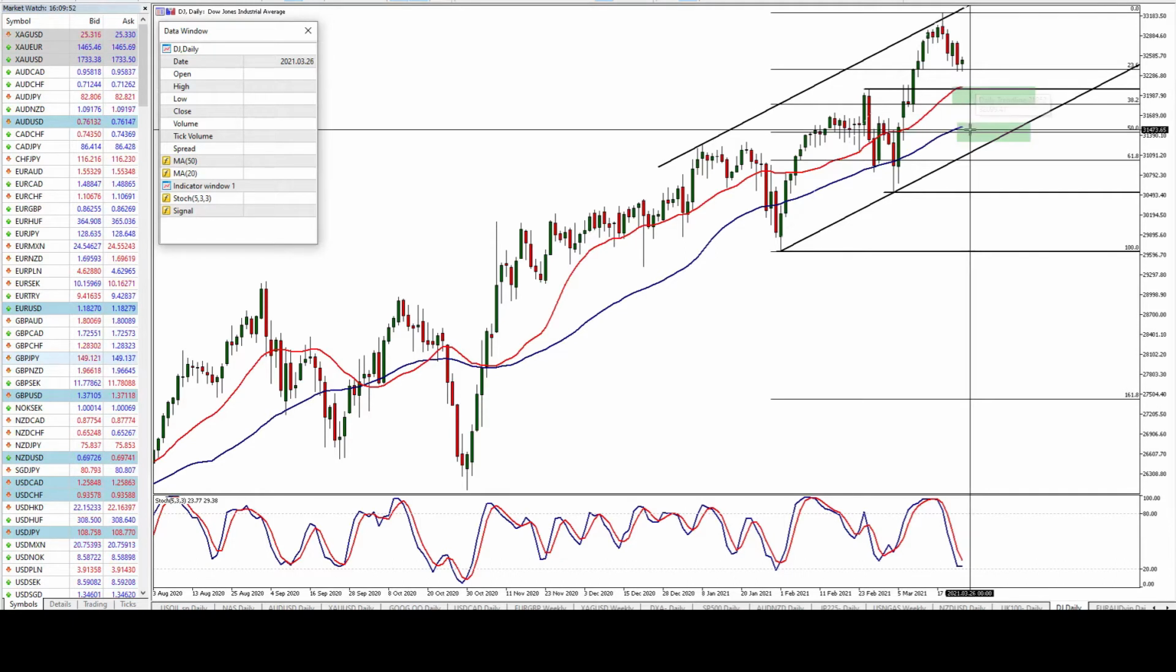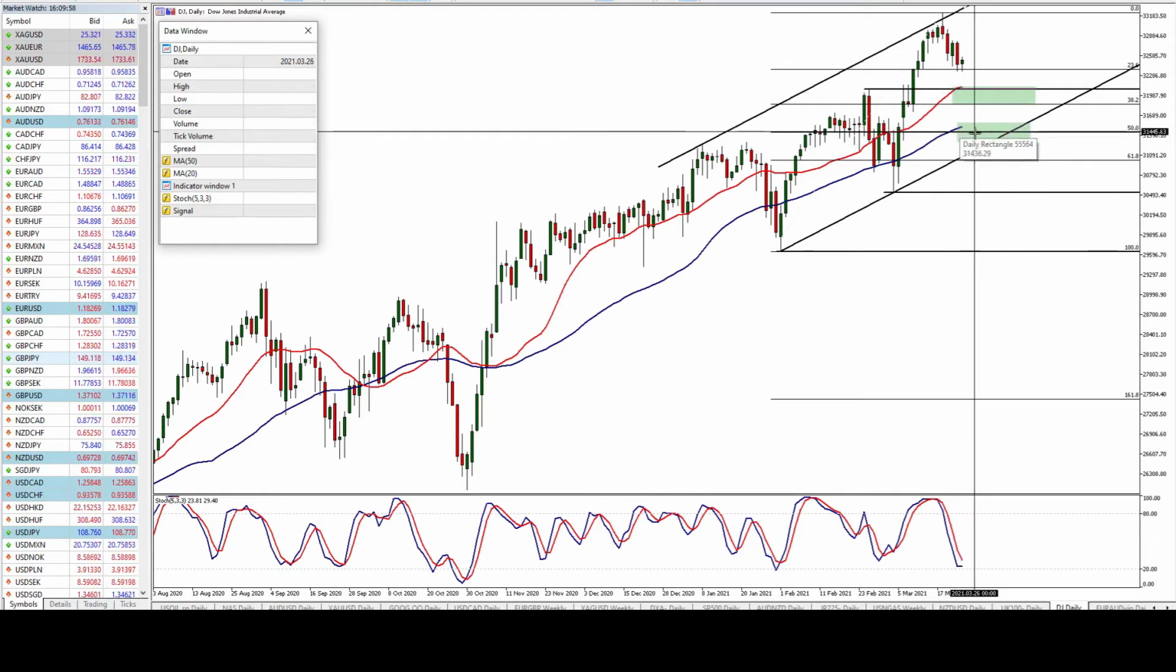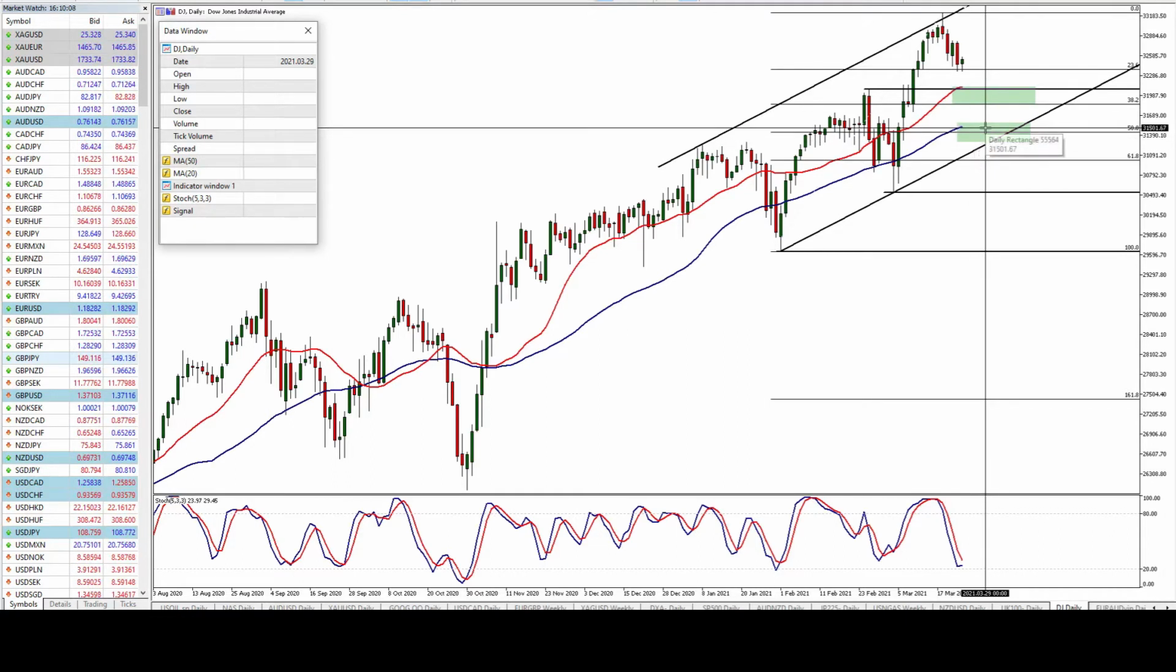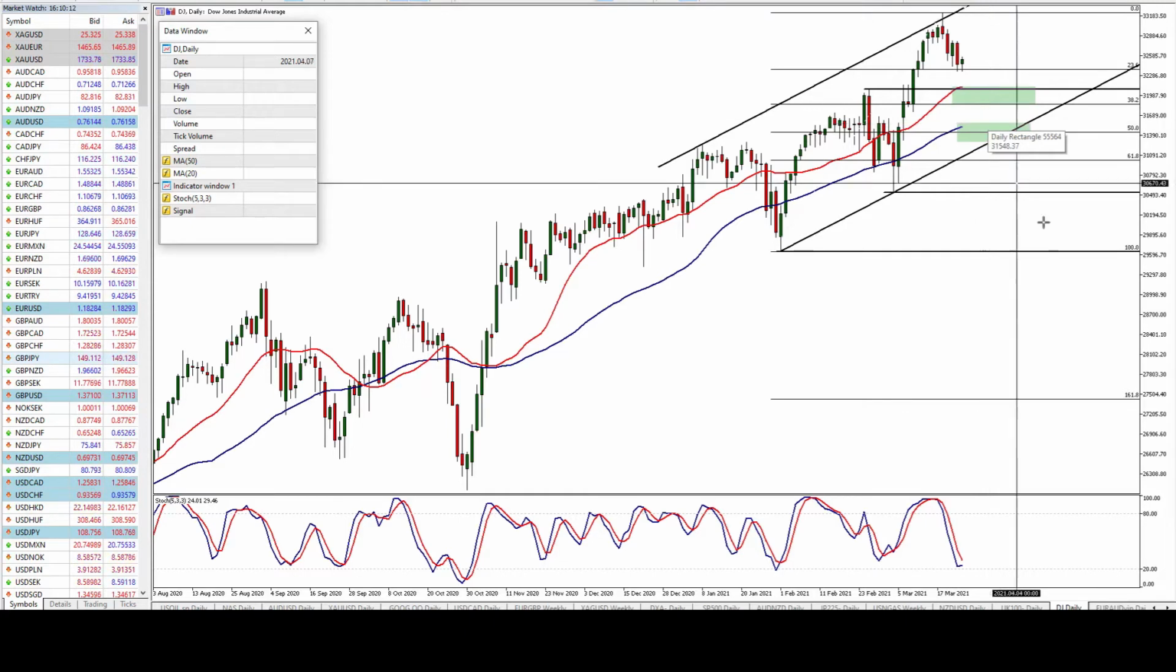Zone 2 here around 50% Fibonacci retracement level and the 50-day moving average, and then we are fairly close to the channel low. This is obviously highly interesting and important zone. This is about say 31.286 to about 31.567.